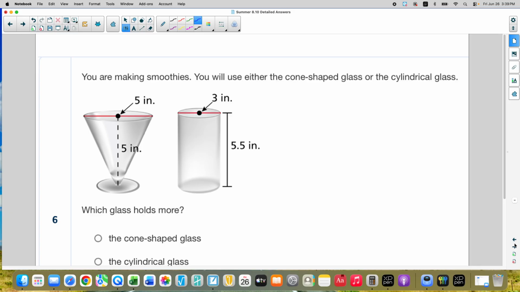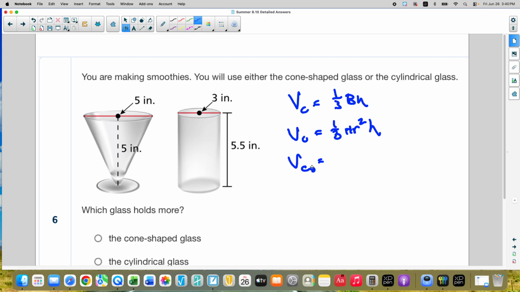You were making smoothies. All right. I've got this cone and I've got this cylinder. You will use either the cone-shaped glass or the cylindrical glass. Okay, which glass holds more? Well, volume of the cone equals 1/3 big B times H. Volume of the cone equals 1/3 pi r squared H.